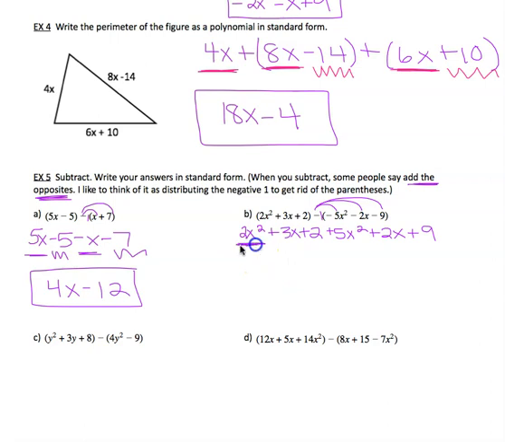So x squareds, x's, and constants. So standard form answer, so x squared should come first. 2x squared plus 5x squared is 7x squared. 3x plus 2x is 5x. And then 2 plus 9 is 11.